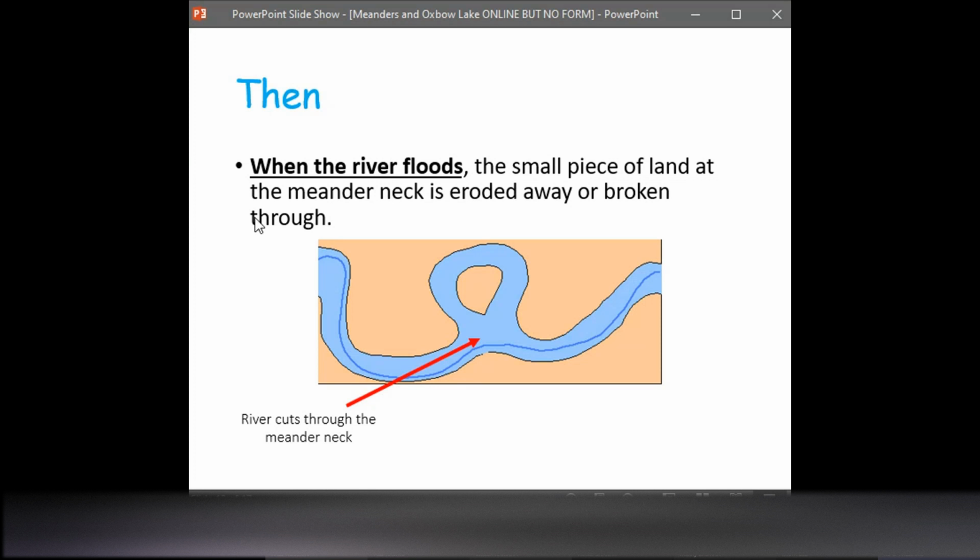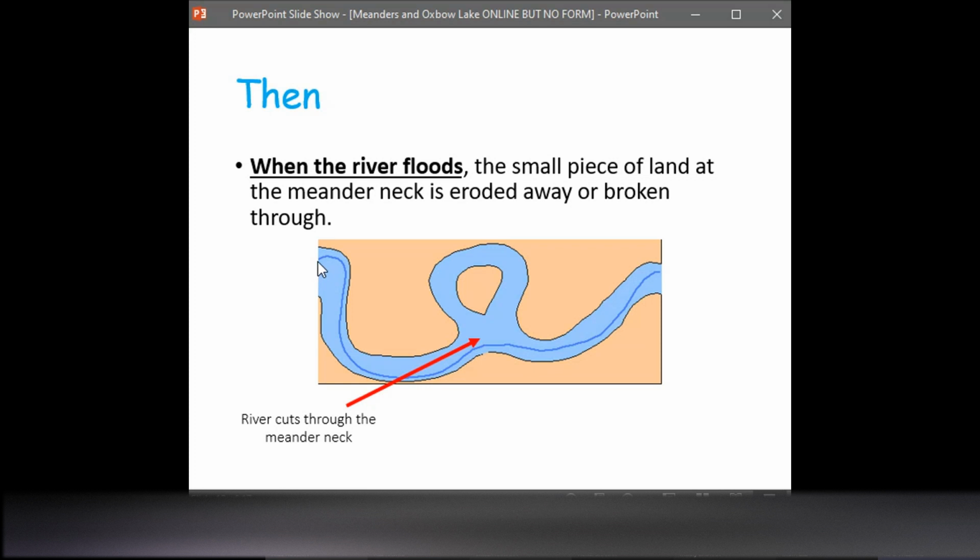So then the next step is that we need a river to flood. And rivers do always flood eventually when there's too much rain. So when a river floods, it allows that bit of water to break through the neck. So the neck finally disappears and gets eroded away.